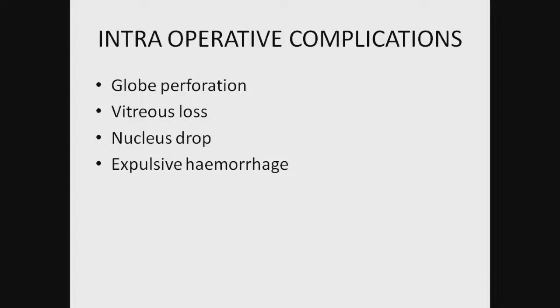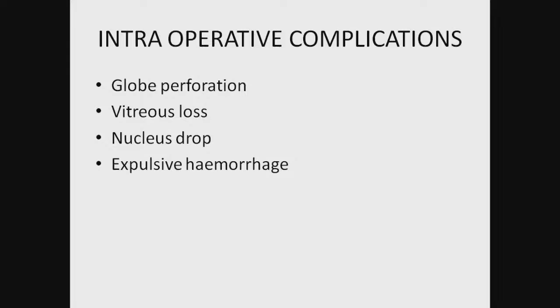Then, while doing the surgery, in extracapsular cataract surgery, what is the difference between intra and extra? In intracapsular we take out the whole lens, but in extracapsular cataract surgery we keep the posterior capsule intact and the remaining structures are taken out. So many times, during nucleus delivery or while cleaning the cortical matter, this posterior capsule can be ruptured. There can be a tear in the posterior capsule.